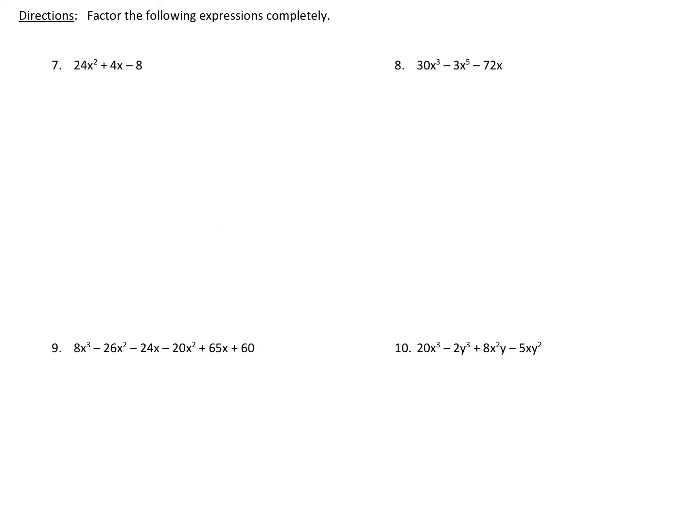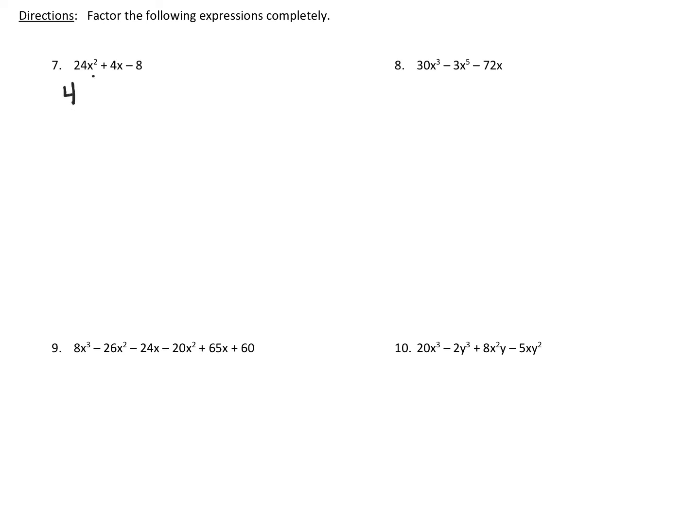Okay, so it looks like the directions for the rest of the problems is just to factor the following expressions completely. Okay, so number 7. So we have a trinomial. Now, for any expression, the first thing we want to say is, can I factor out a greatest common factor? So I'm looking, we could take out a 2, we could take out a 4. 4 is the biggest number that divides evenly into all of them. So that's how we're going to start. We're going to take out a 4.